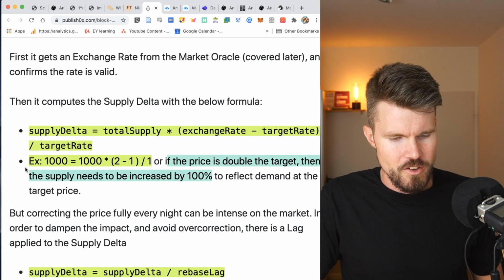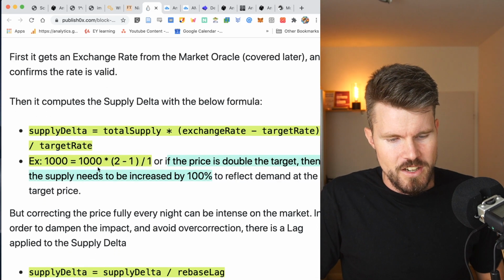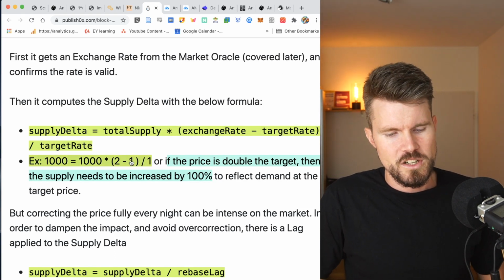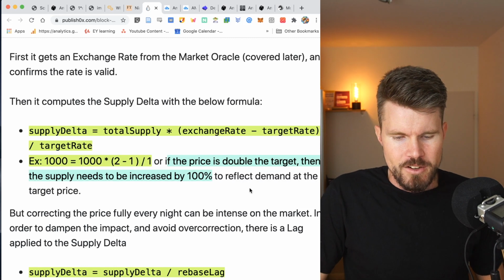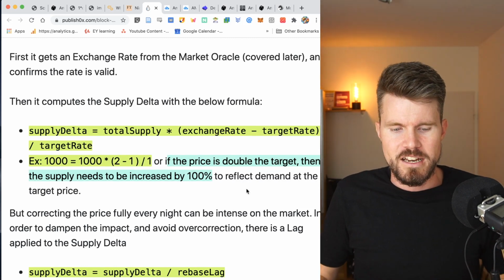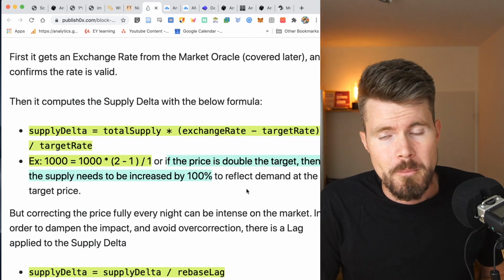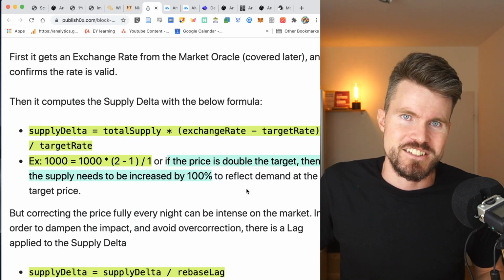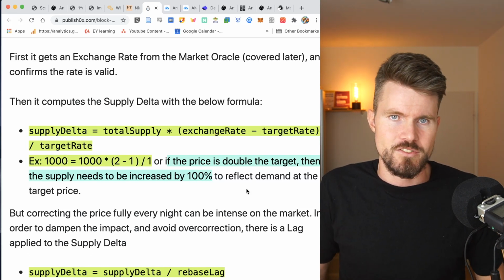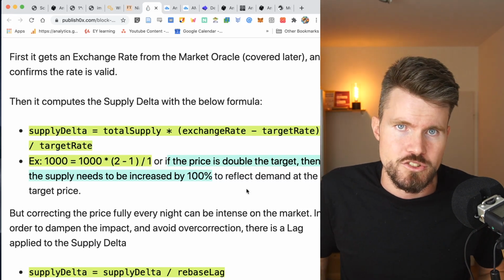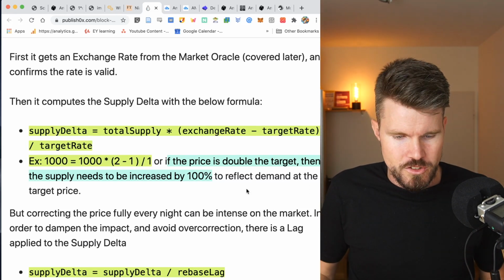So for example, if you've got 1,000 as the total supply times $2 minus $1 divided by $1. And that would mean that if the price had doubled, then the supply would need to be increased by 100%. But it doesn't actually work like this, because doubling the circulating supply should the price of AMPLEFORTH increase from $1 to $2 would be a much too large supply shock of tokens onto the market.